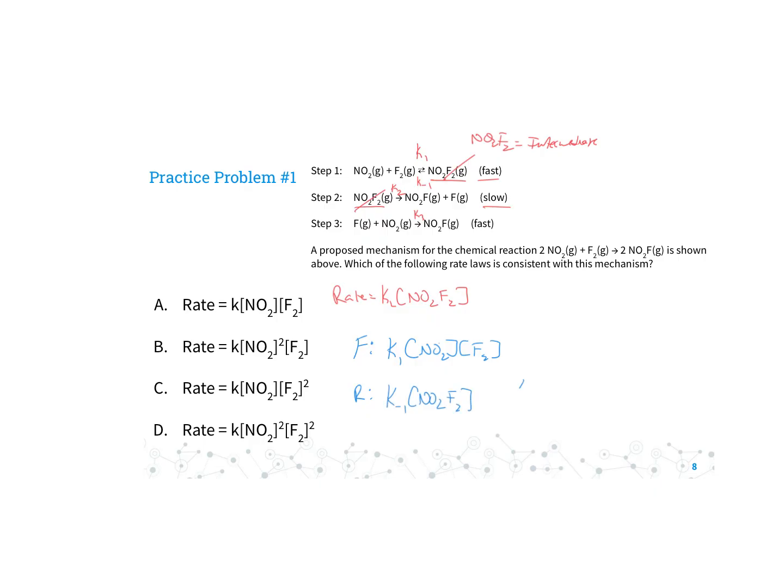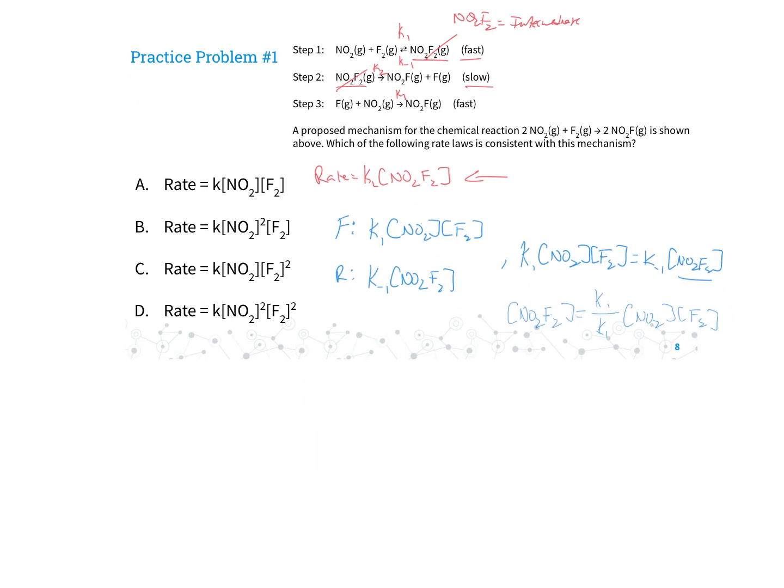We set them equal to each other, just like we did in the last example. K1, concentration of NO2 times F2 equals K minus 1, concentration of NO2F2. We solve for NO2F2. It looks exactly like the last example. Concentration NO2F2 is equal to K1 divided by K minus 1 times NO2 times F2. And then finally, all we need to do is plug in to our original rate law.